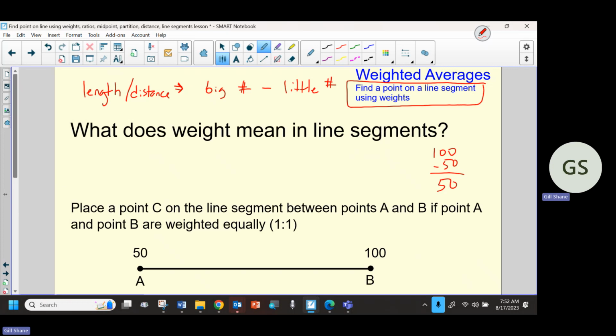Now, if I want to put a point C on the line segment between, oh shoot, I didn't do one thing. Let's go back. I want to show you one thing.